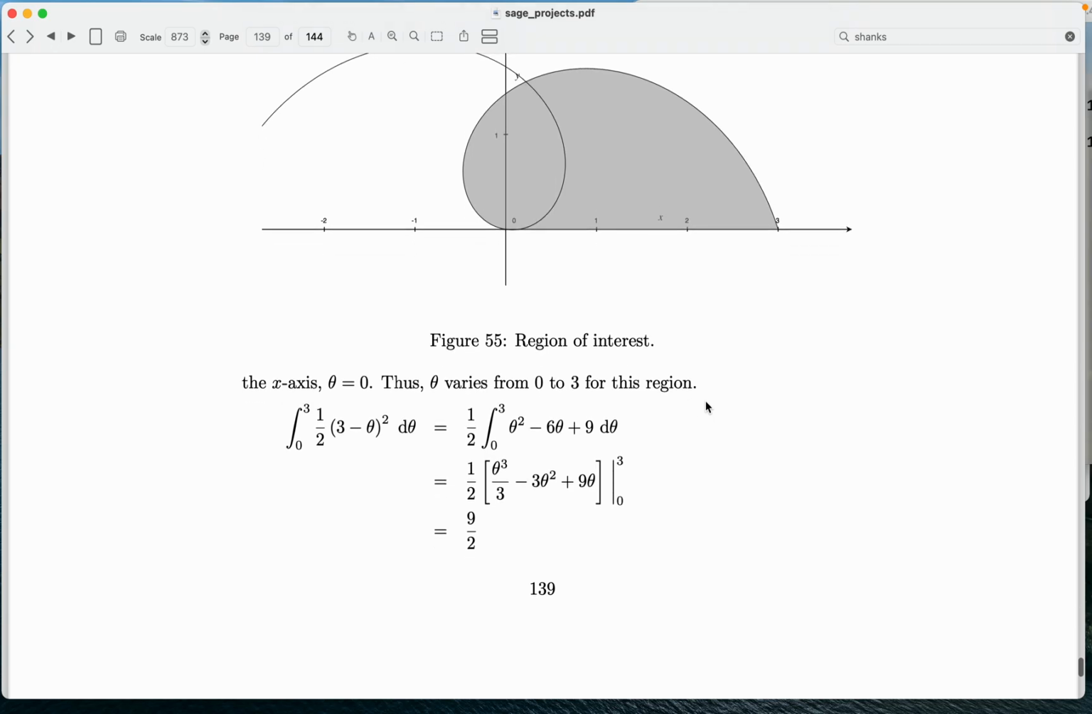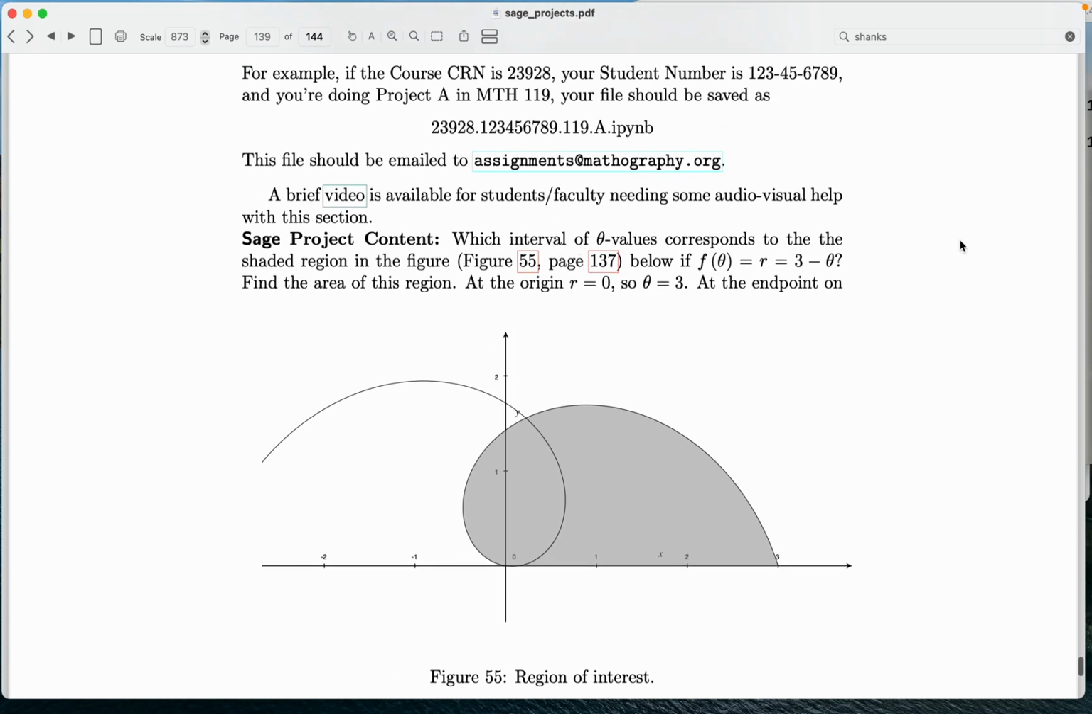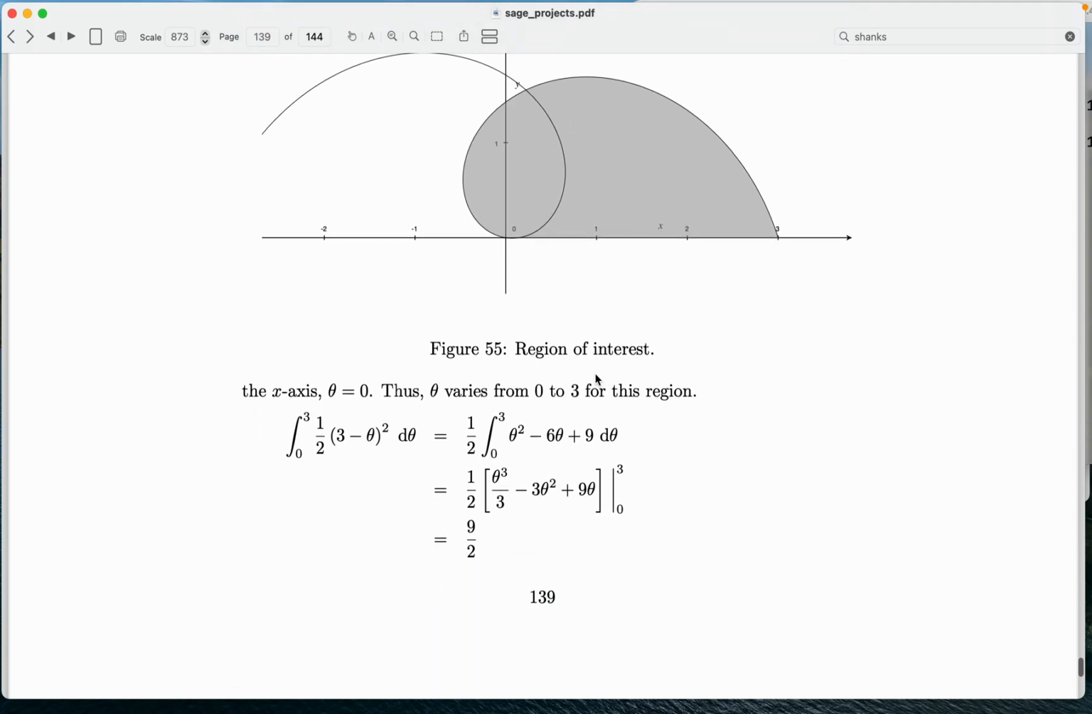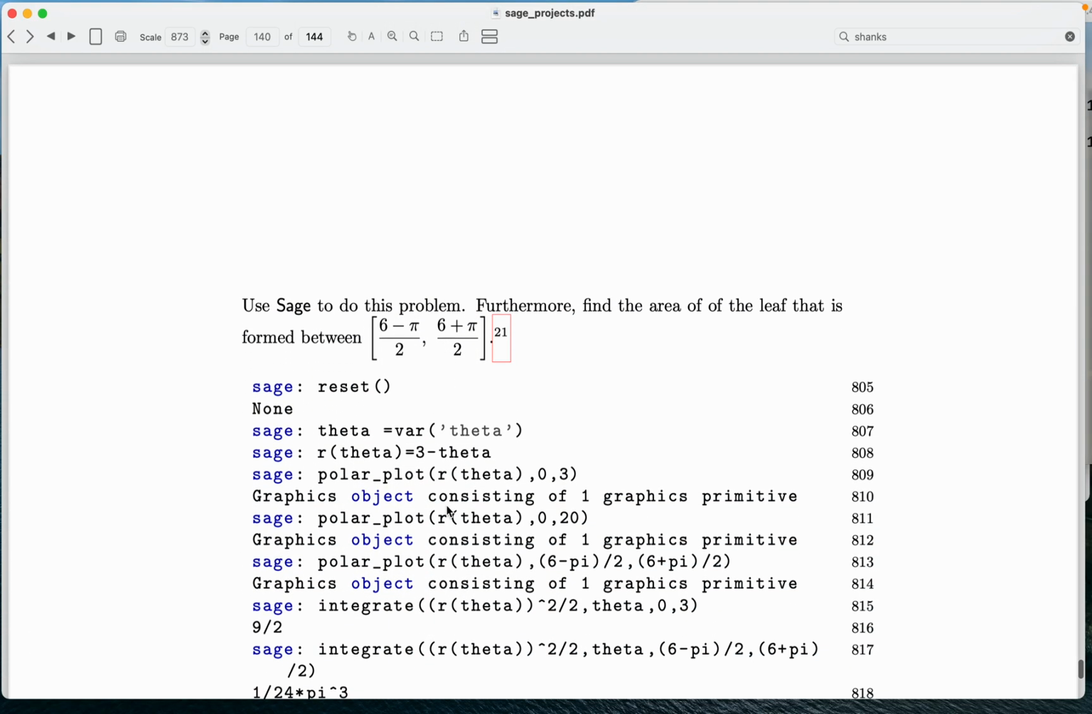Now what do they want me to do? And again, I have to read it to you. It says, which intervals of theta correspond to the shaded region for this thing over here? Find the area of the region at the origin, r equals 0. Pretty simple, right? So I basically have an integration problem. We've done these in the past, fairly easy to do by hand. It says use SAGE to do this problem. Furthermore, find the area of the leaf.